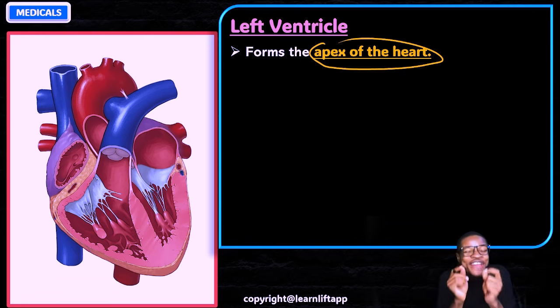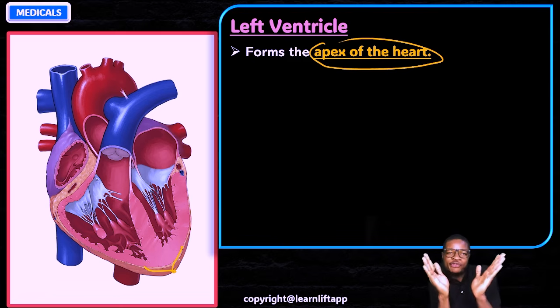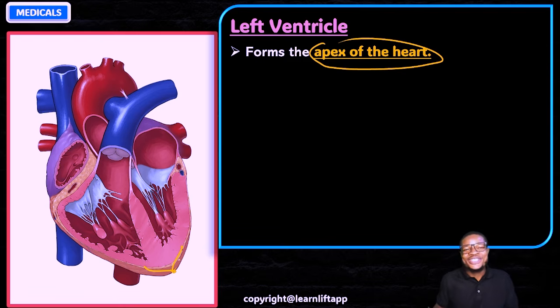So the left ventricle forms the apex. The left ventricle is what forms the apex of the heart. Here, on this side, you see how it's formed like a curve like that, right? That's the apex. It's at the left ventricle side.